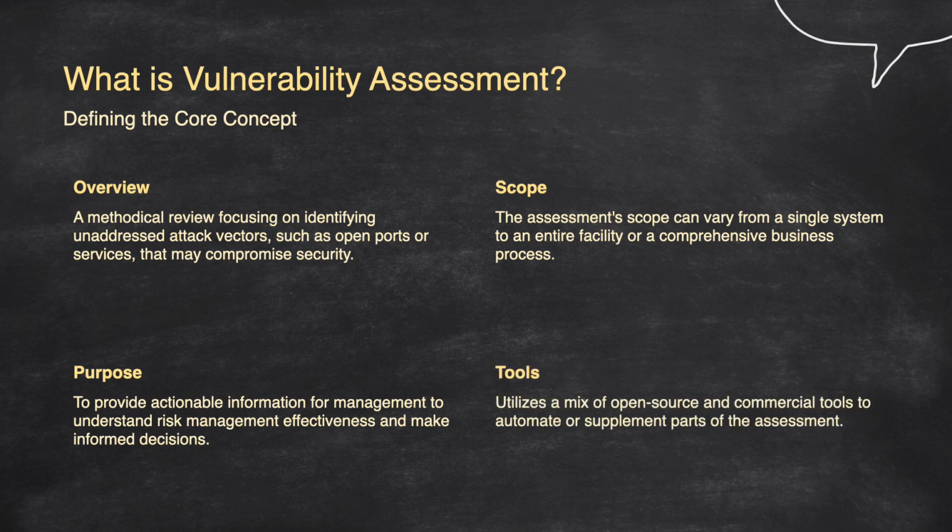Next, about the tools. Friends, vulnerability assessment utilizes a mix of open source and commercial tools to automate or supplement parts of the assessment. Friends, these tools scan systems, networks, and applications to identify vulnerabilities effectively. Open source tools like Nmap or OpenVAS are freely available and can perform basic scans, whereas commercial tools such as Nessus or Qualys offer more advanced features and support, often with extensive databases of known vulnerabilities. So friends, by using a combination of both types of tools, organizations can conduct comprehensive vulnerability assessments and ensure that their systems are thoroughly checked for weaknesses.